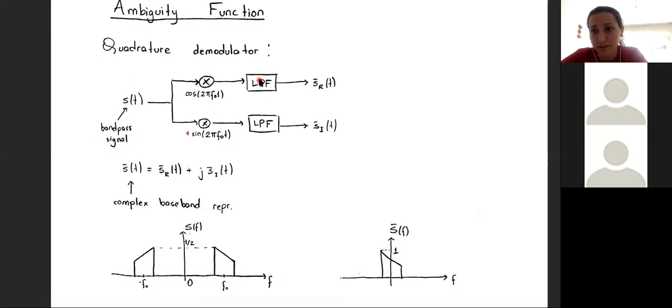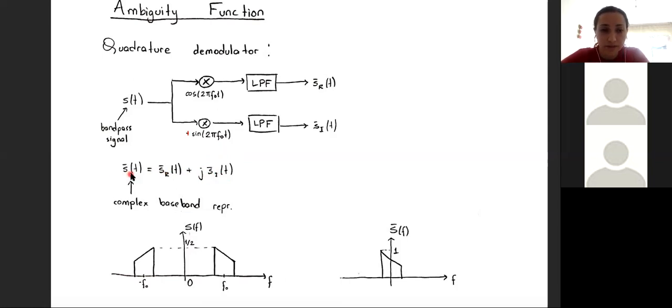You can think of it as an ideal low pass filter for simplicity right now. Let's call the resulting outputs s bar R(t) and s bar I(t). Because we have two signals at the output of this quadrature demodulator, we want to define a single function that contains both of them, and for that we use complex numbers, or the complex baseband representation. So we define a single s bar function which contains the s R(t) signal as its real part and s I(t) as its imaginary part. So we define s bar(t) as s R(t) plus j times s I(t).